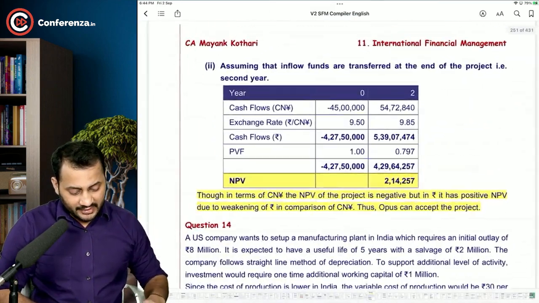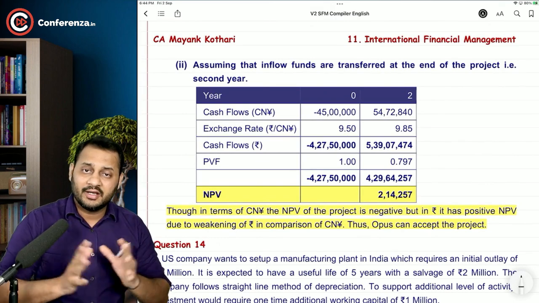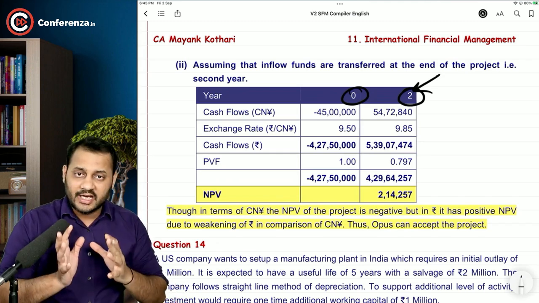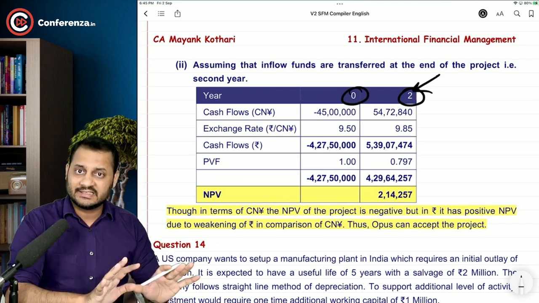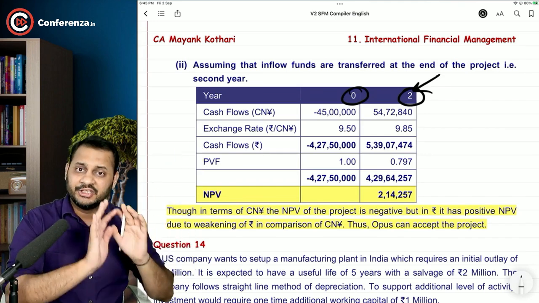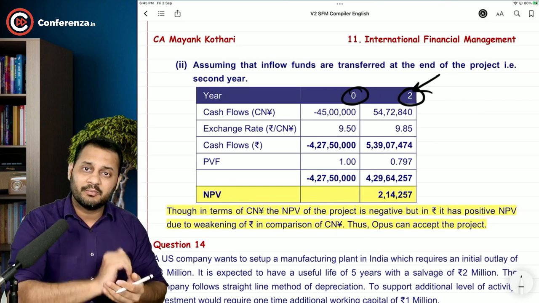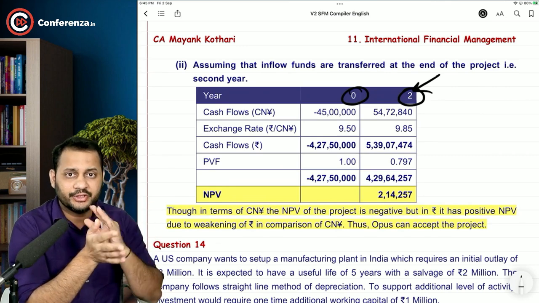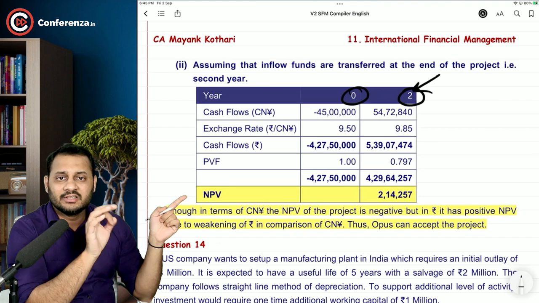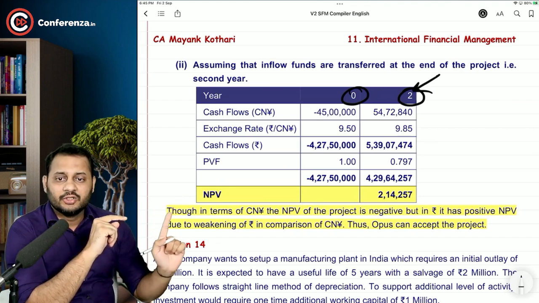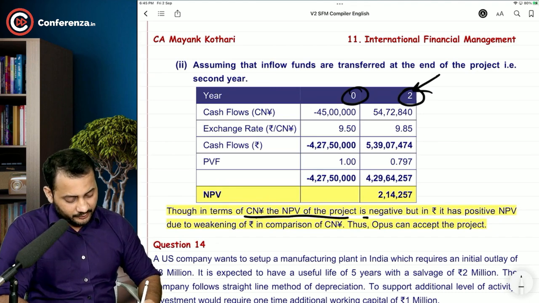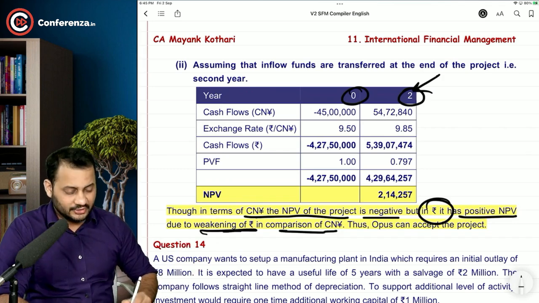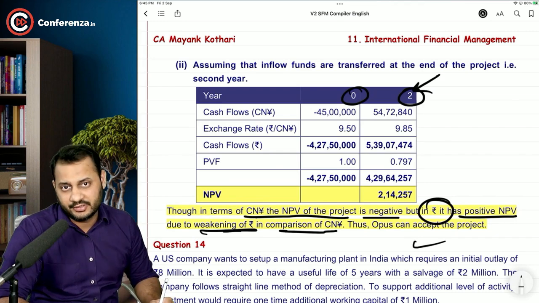But what the second part has assumed is that you transfer the entire cash flows in the second year only. So they have taken periods 0 and 2 only. The first year's cash flow has been kept in China itself and then transferred back at the end of the second year with the second year's cash flows. I think that is not proper, because you are losing out on the opportunity cost for 1 year. In that case, the NPV is a little less. Though in terms of Chinese yuan the NPV of the project is negative, in terms of rupees it is positive. Why? Due to the weakening of the rupee in comparison to the Chinese yuan. Thus, we can accept the project.